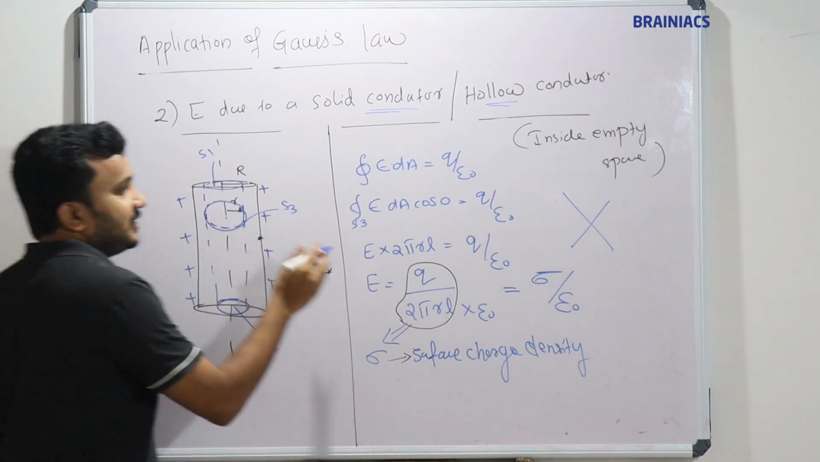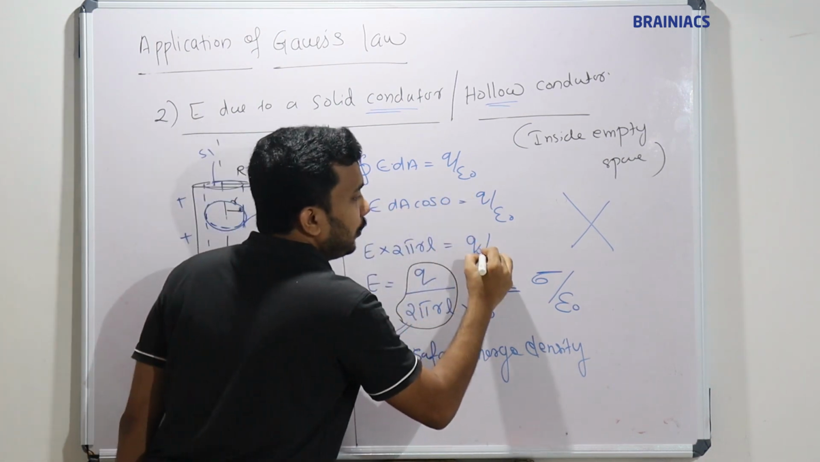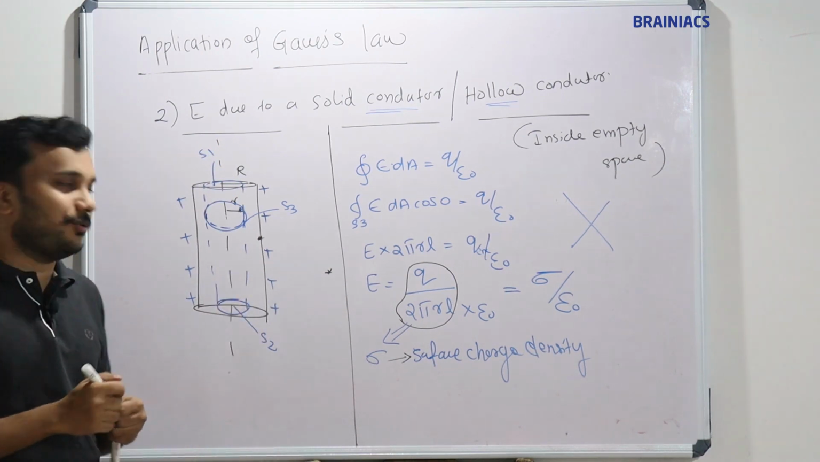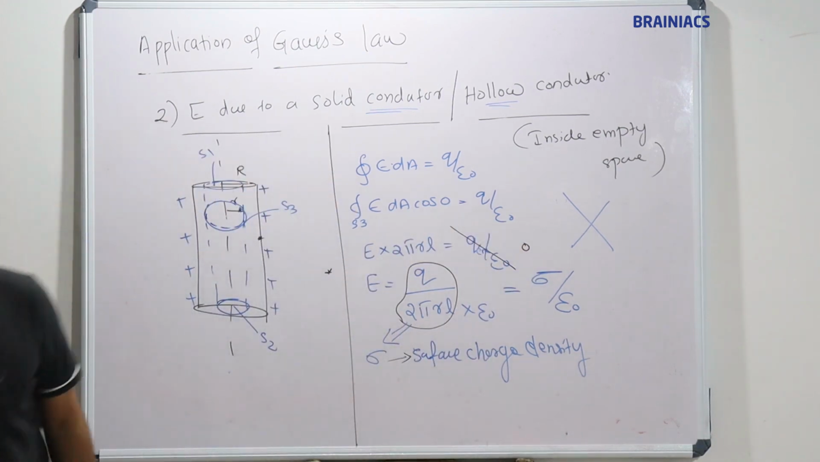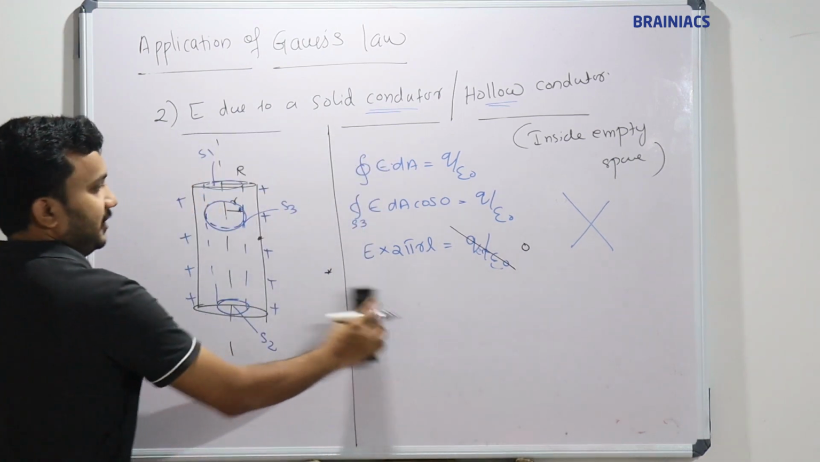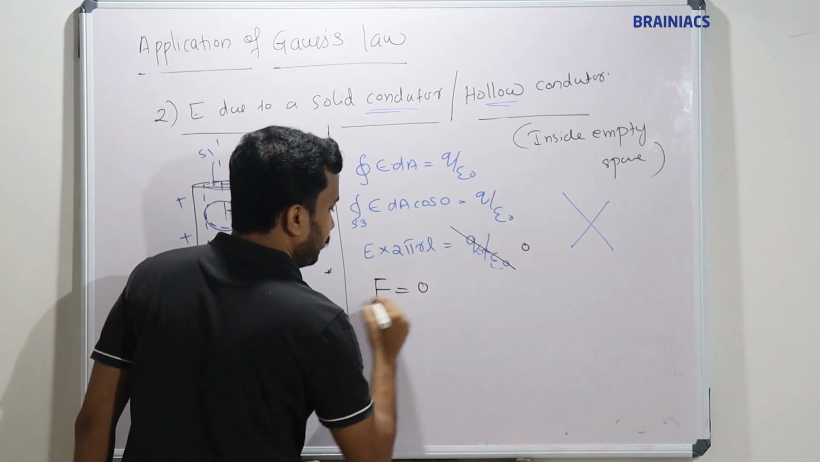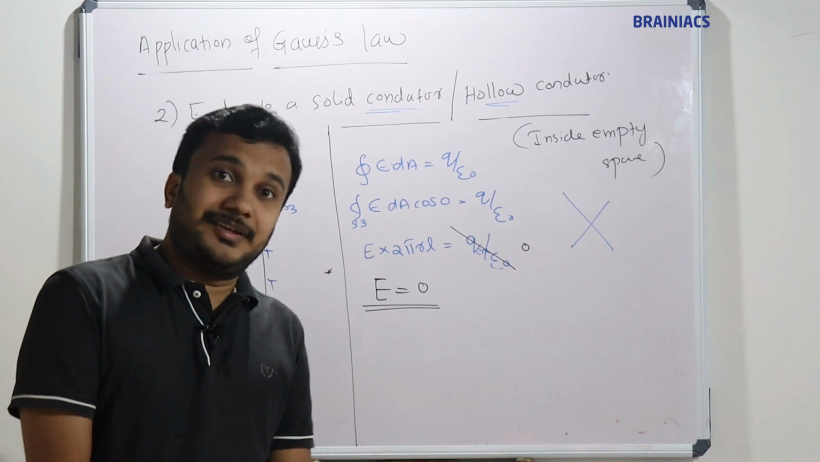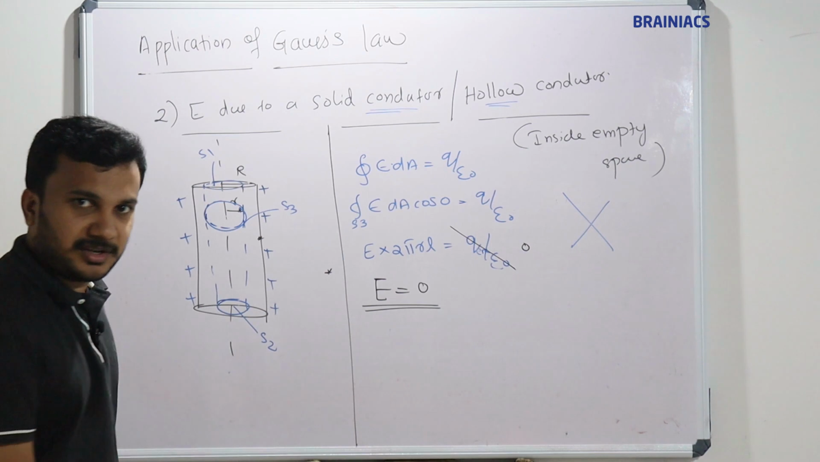No charges inside means, as I told, when I take Gauss's law, this is called Q enclosed. Are any charges within the Gaussian surface here? No charges. So this term will be equal to 0. If this term is equal to 0, we cannot write all these steps. If it is equal to 0, I can say the electric field will be equal to 0. These are the right steps. So always we have to see whether any charges are present within the surface. If no charges, we cannot do this.